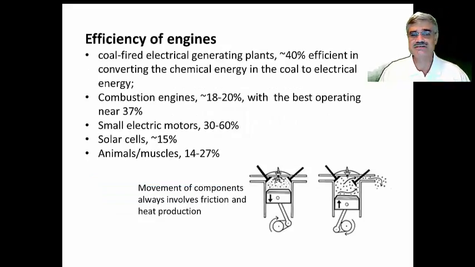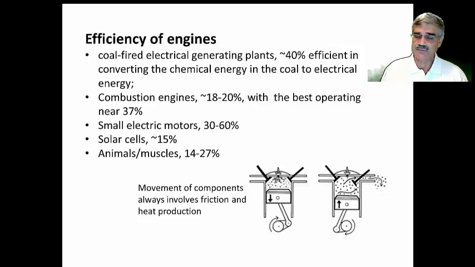Now that leads to a discussion of the efficiency of engines. A coal-fired electrical generating plant is about 40% efficient in converting the chemical energy of coal, when coal is burned, to electrical energy. About 40% efficient. As you will see, that's pretty good. That's pretty high efficiency. Our internal combustion engines in our automobiles are about 18 to 20% efficient, with the best operating near 37% efficiency. Small electrical motors can be 30, 50, 60% efficient.